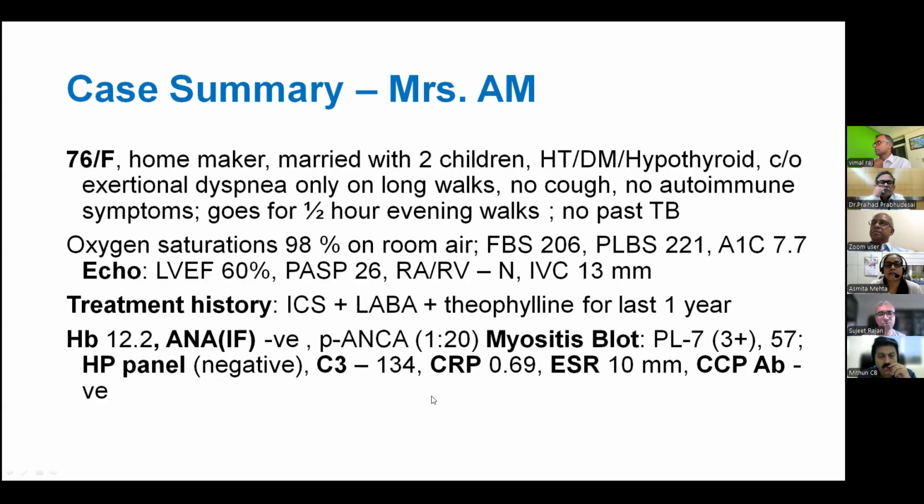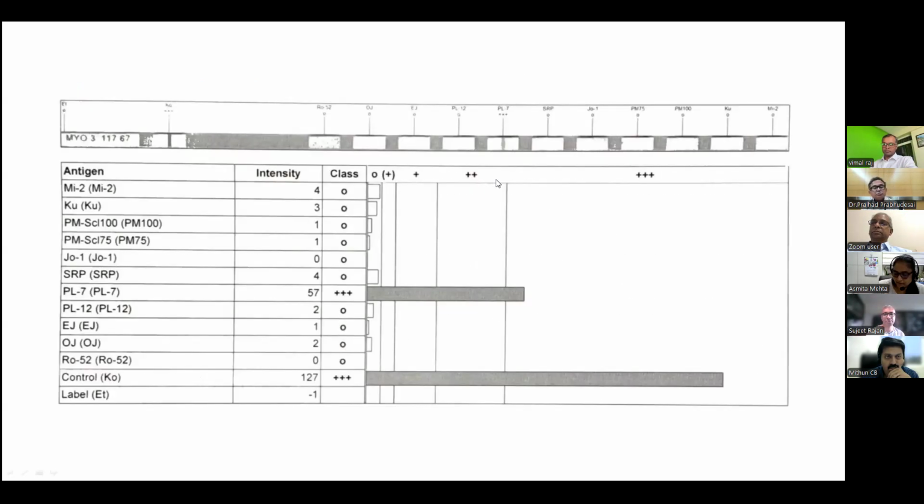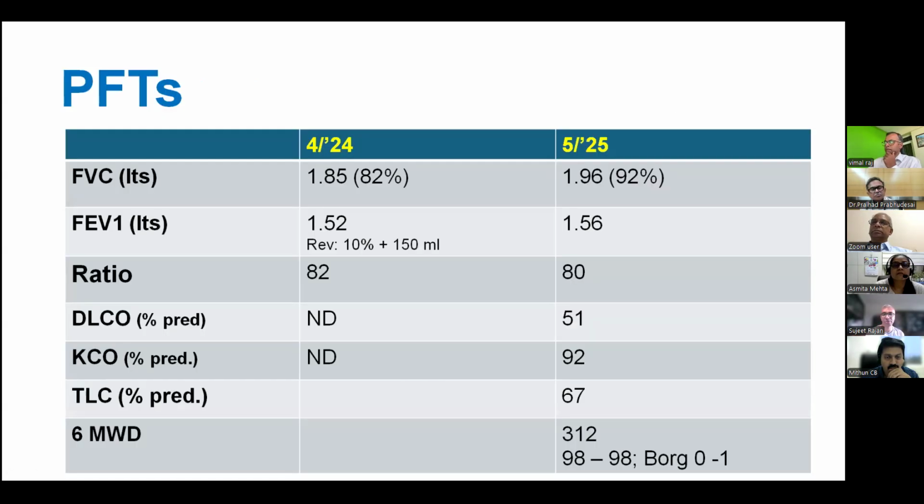Hemoglobin 12.2, ANA by IF negative, P-ANCA was 1 in 20. The myositis blot: her PL-7 showed up a 3+. And that's my question actually, when Vimal pulls up the scans. HP panel negative, C3 was normal, CRP was okay, ESR okay, CCP negative. Next slide. And that's the blot. The myositis blot. And since Shenoy is also there, Shenoy can also give his inputs if he's listening in.